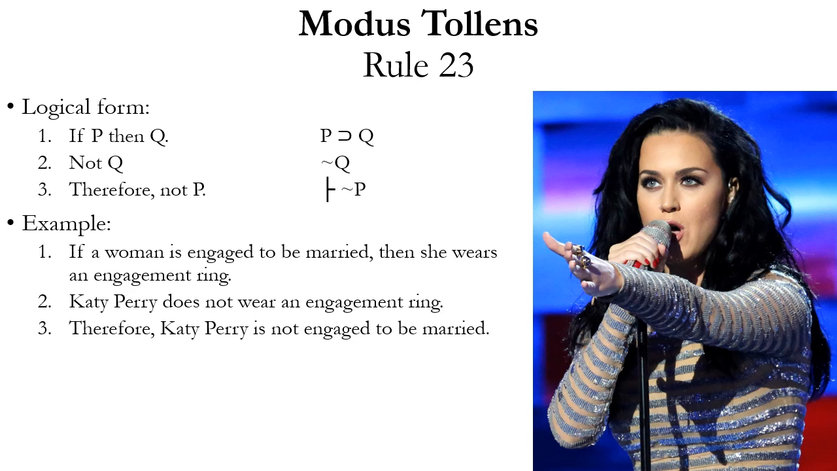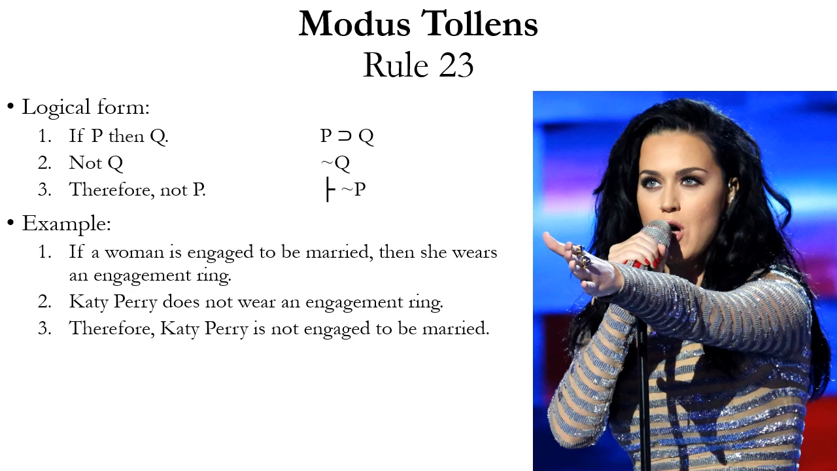Another very common argument form is modus tollens, which is Latin for the method or mode of denying. The logical form is if P then Q, not Q, therefore not P. It's called the method of denying because the second premise negates or denies the consequent of the conditional if P then Q. So here is a natural language example. If a woman is engaged to be married, then she wears an engagement ring. Katy Perry does not wear an engagement ring. Therefore, Katy Perry is not engaged to be married.